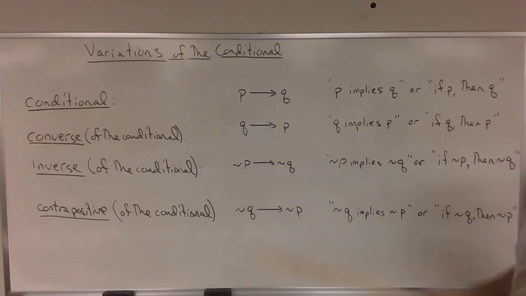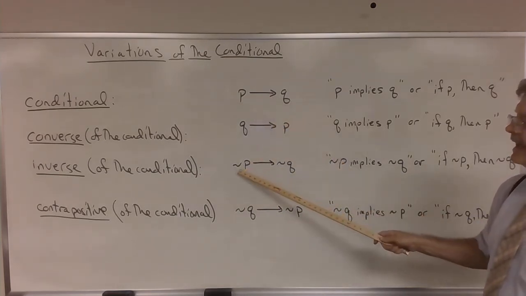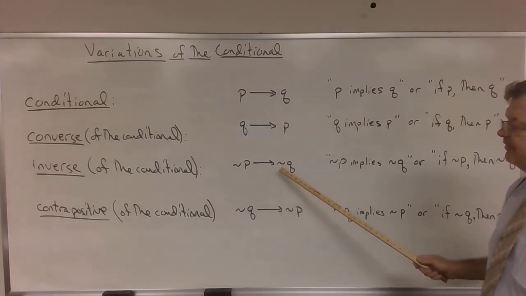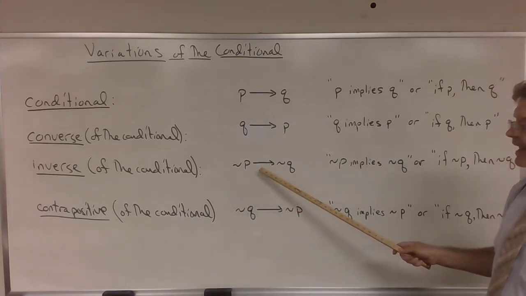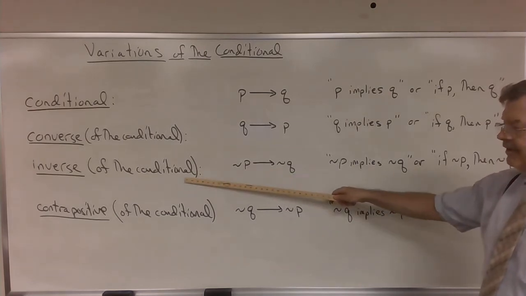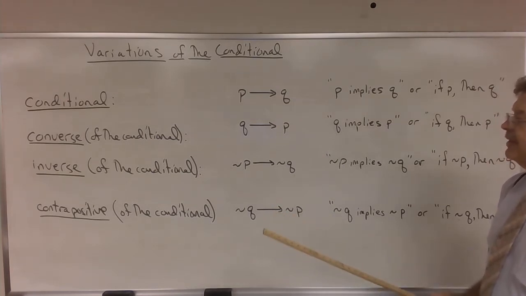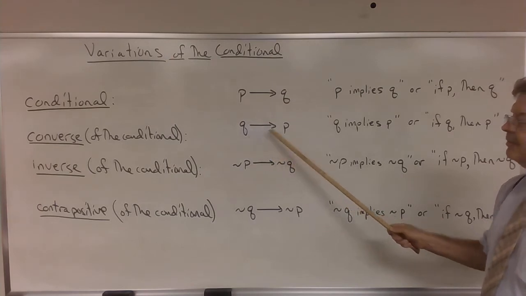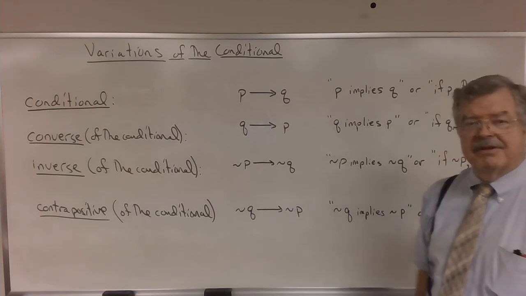Another thing that we can do is we can take the original conditional statement and negate the first and negate the second. So we have not P implies not Q, or if not P, then not Q. And we call this thing the inverse of the conditional. The statement that we formed by taking P and Q and just reversing roles to get Q implies P, we call that the converse of the conditional.